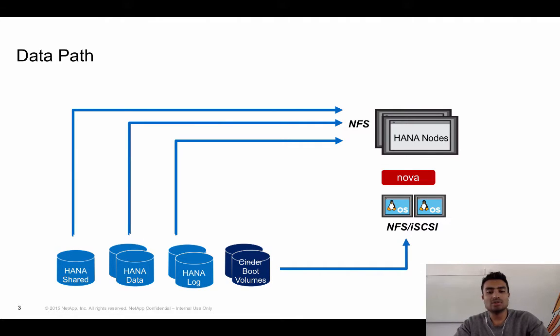And now let's see how the data path looks. You can see that HANA shared, HANA data, and log, these are NFS shares, and they are connected directly to the HANA nodes. And the Cinder boot volumes are provided by the hypervisor to the HANA nodes. So basically they are presented as boot volumes to the HANA nodes, but are connected with NFS or iSCSI to the hypervisor.